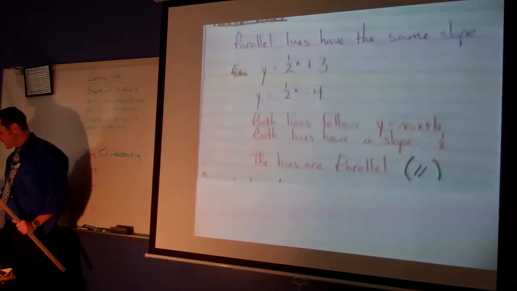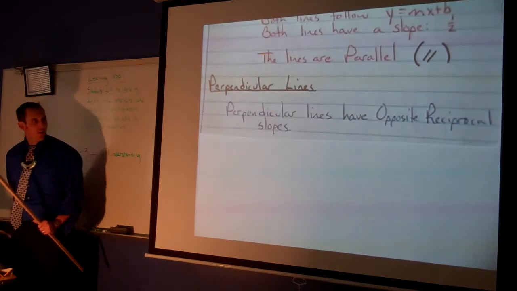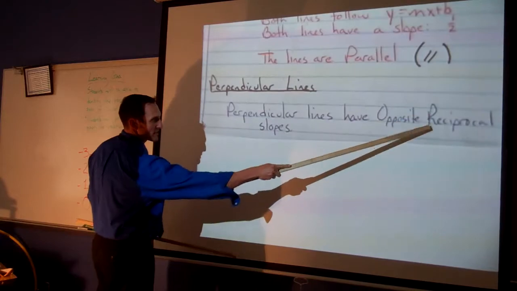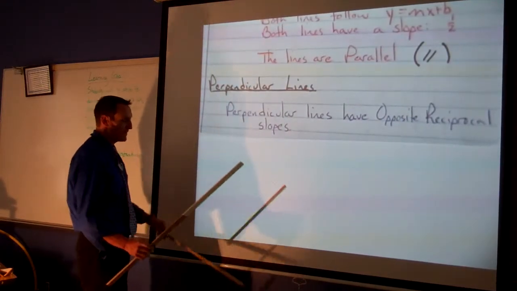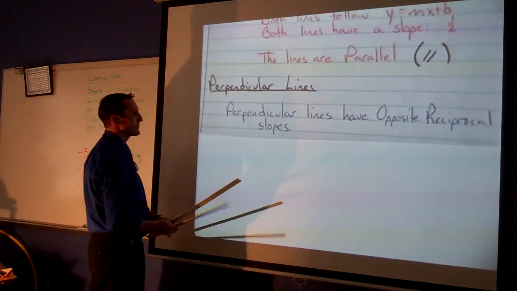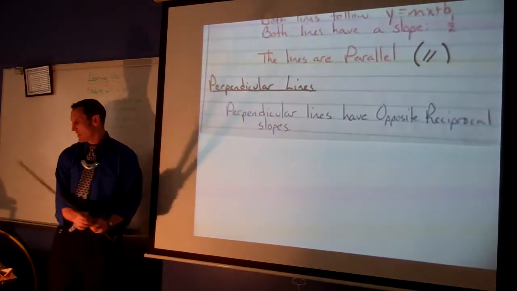Now, what about perpendicular lines? Perpendicular lines are lines that have slopes that are opposite reciprocals. So again, perpendicular lines, lines that cross at a 90-degree angle, have slopes that are opposite reciprocals.